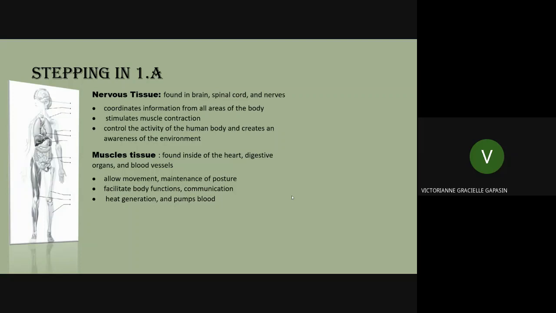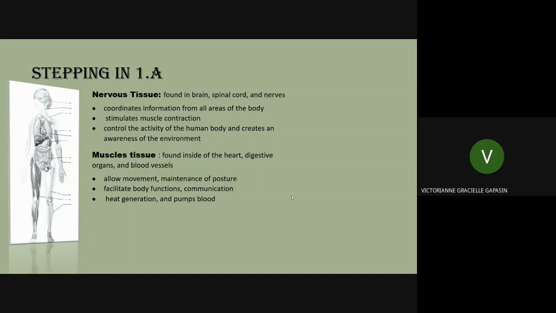So the first tissue is the nervous tissue. It is found in the brain, spinal cord, and nerves. Its first function is that it coordinates information from all areas of the body. Second, it stimulates muscle contraction. Third, it controls the activity of the human body and creates an awareness of the environment.